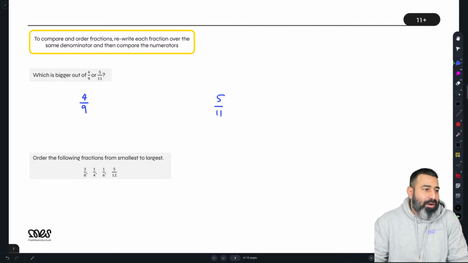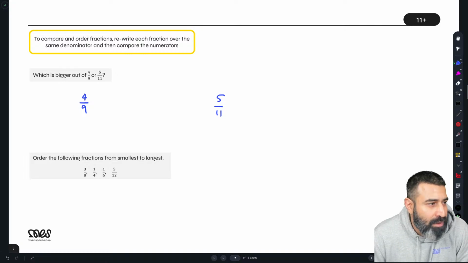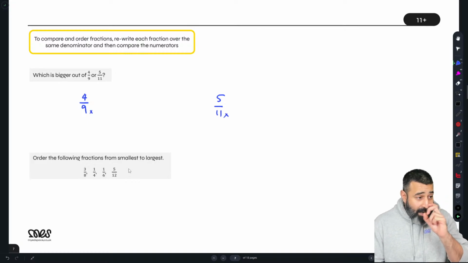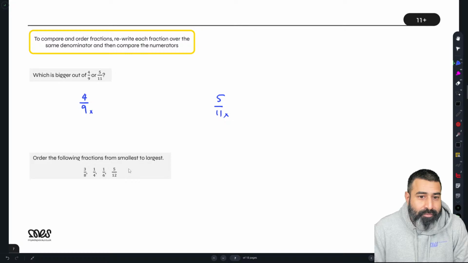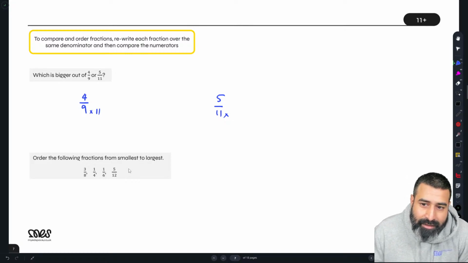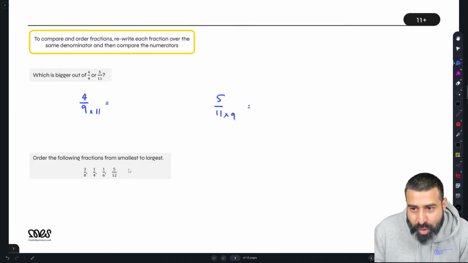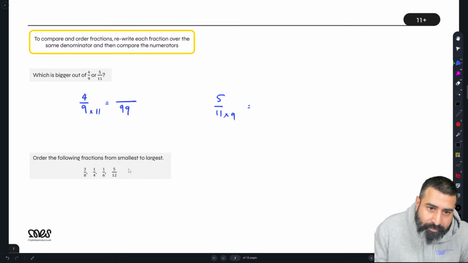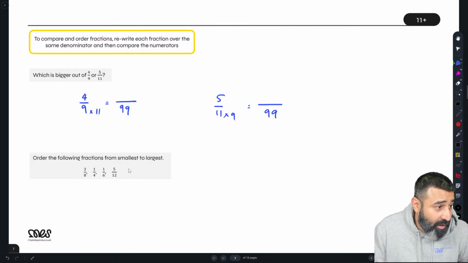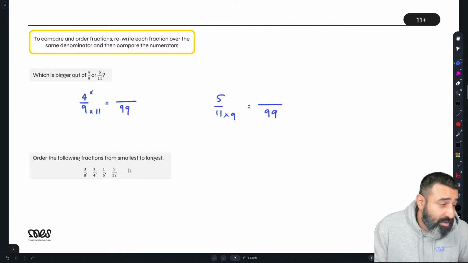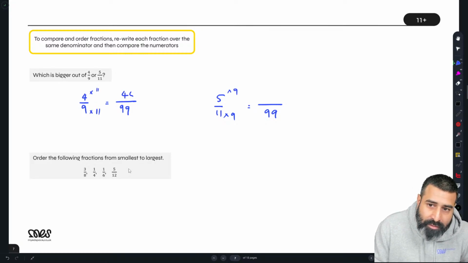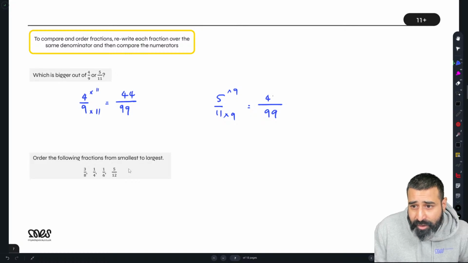Right. How can I make the denominators the same? Tell me what to do. I don't want the answer. So what can I multiply this by and what can I multiply this by so that my denominators are going to be the same? Well, if I multiply this by 11 and this by 9, what are my new denominators going to be? Yeah, absolutely. So 9 times 11 is 99. 11 times 9 is 99. But remember, whatever I do to the denominator, I do to the numerator as well. So what is 4 times 11? That's 44. And 5 times 9 is 45, if I'm not mistaken.